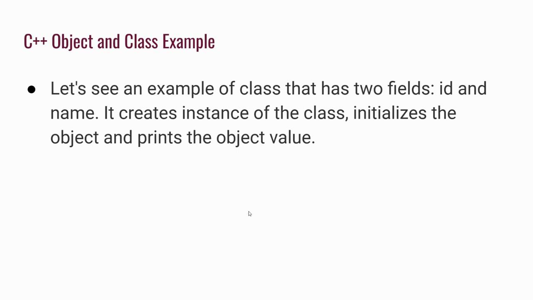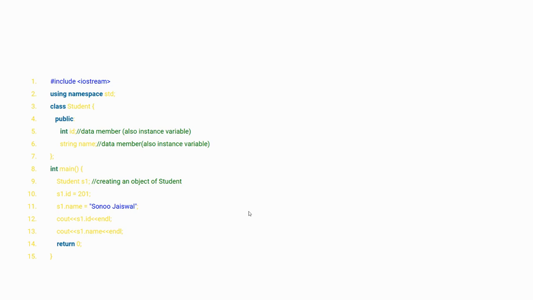It creates an instance of the class, initializes the object, and prints the object value. Here we wrote #include <iostream> and using namespace std, as it is C++. You are creating a class named Student. In that you are giving two data members as public. The first data member is int id, the second is string name. After that we write a main function and you create an object of Student named S1.